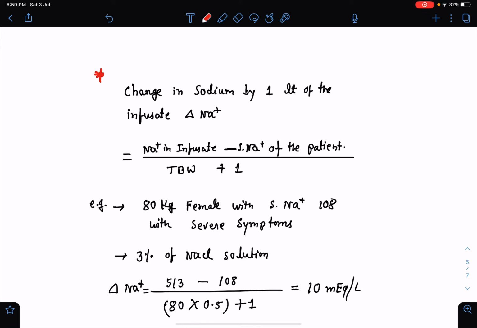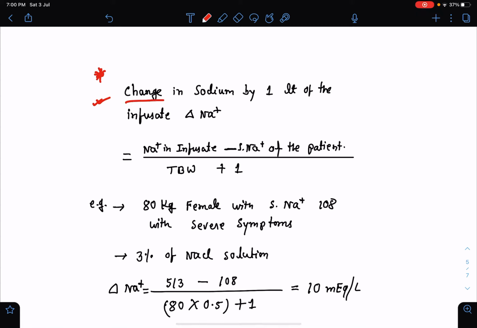Now, how do we correct hyponatremia? For this I'm going to give an example. First, let's see the formula which is very helpful in correction of hyponatremia. In correction of hyponatremia, and to identify the rate of correction, we can use the formula. It depends on the infusate we are using to correct the hyponatremia.